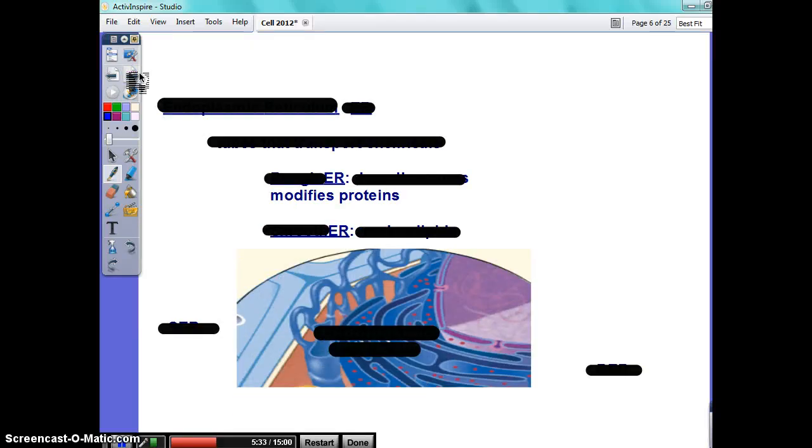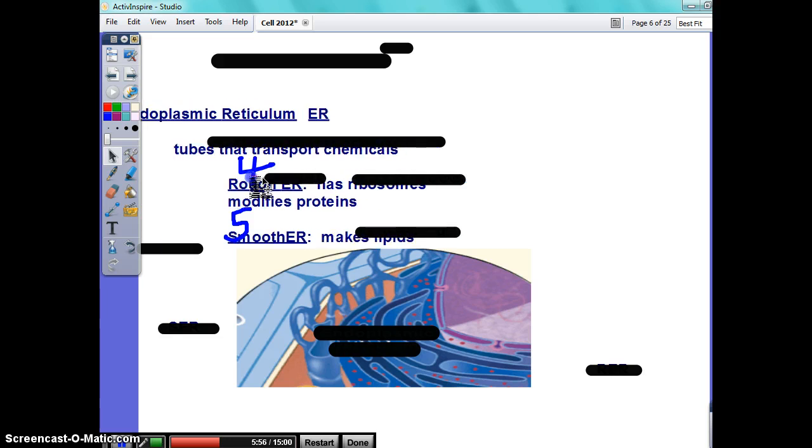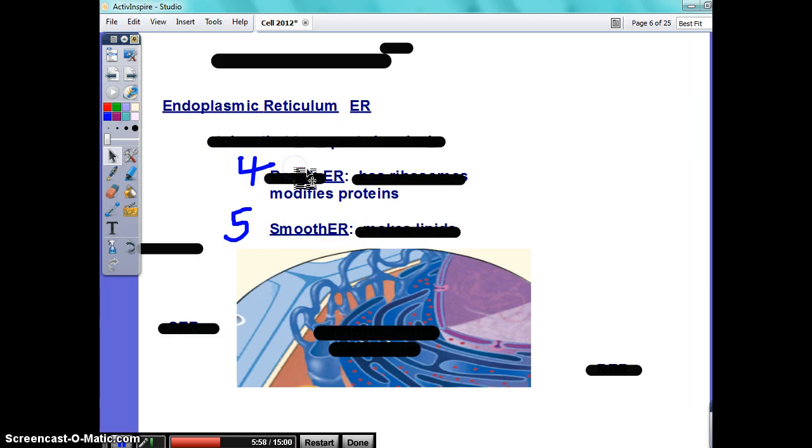Next organelle. So we're going to number this 4, right where I'm at, and this 5. Anybody know what this is? The endoplasmic reticulum. Wow, good. Endoplasmic reticulum or the ER? Smooth is one, and the rough is the other. Who could tell me what the difference is?